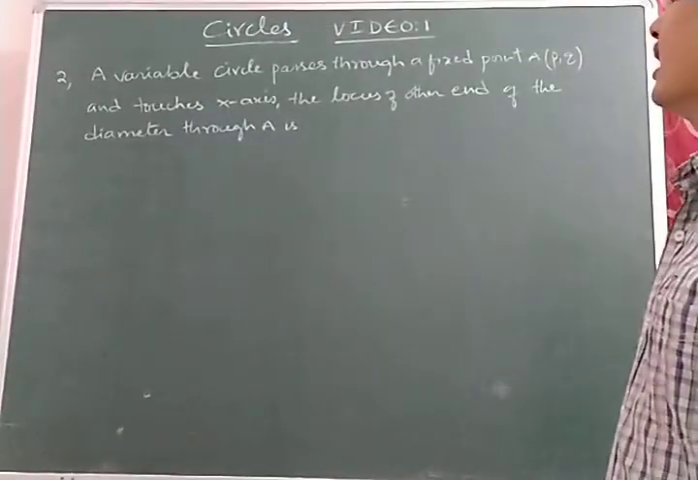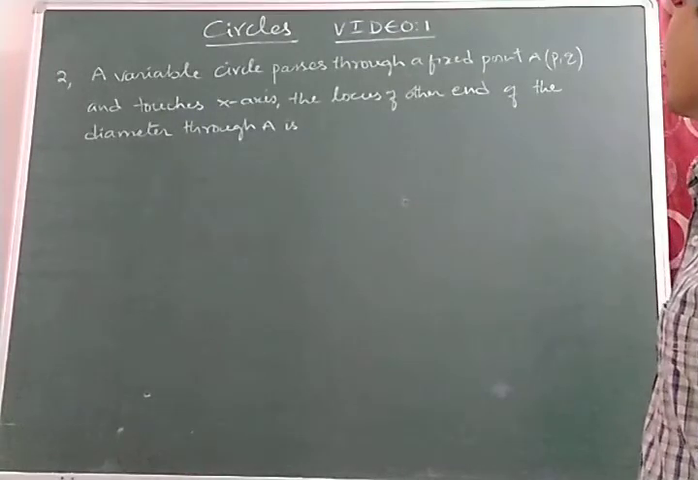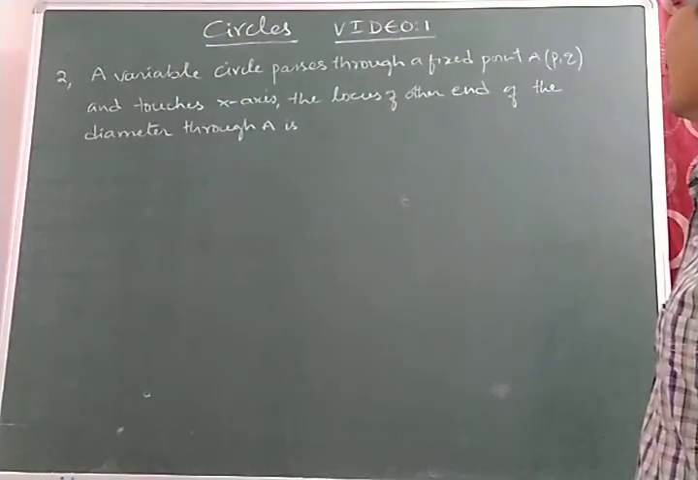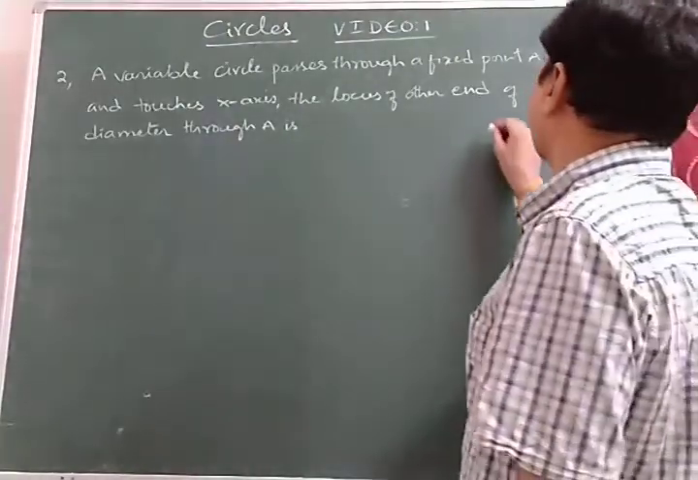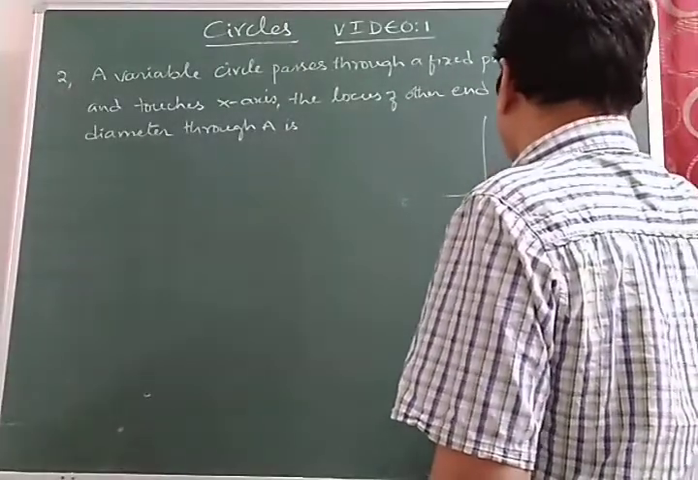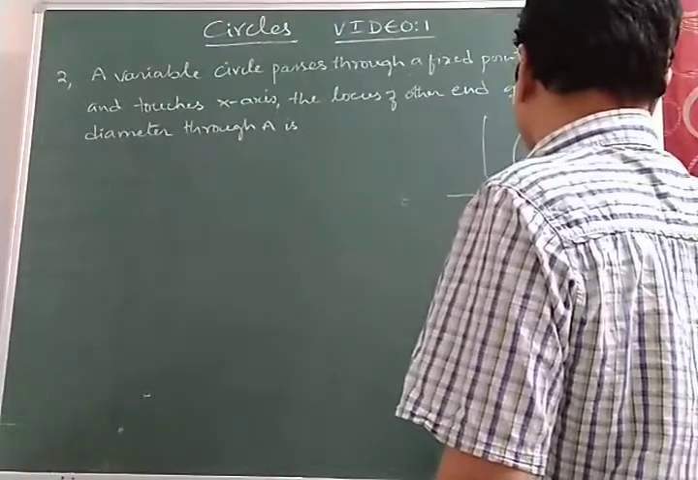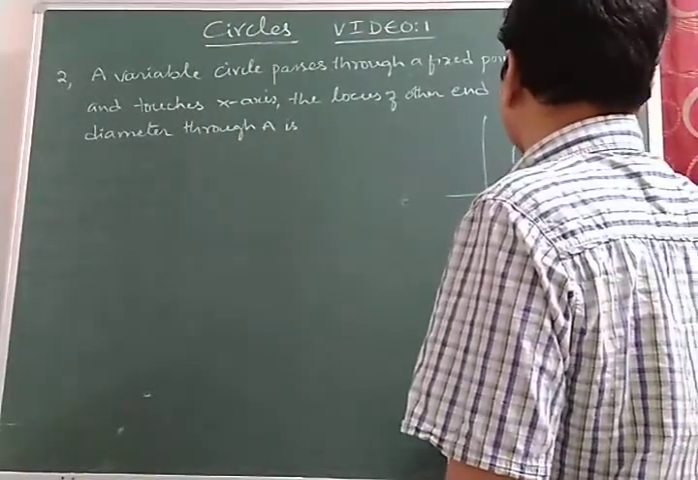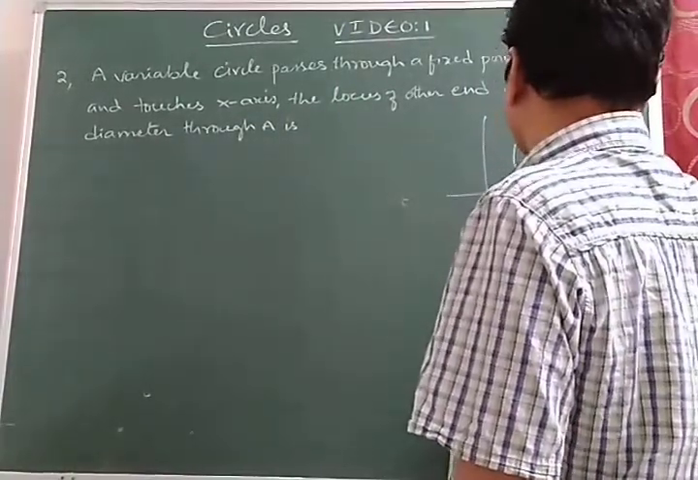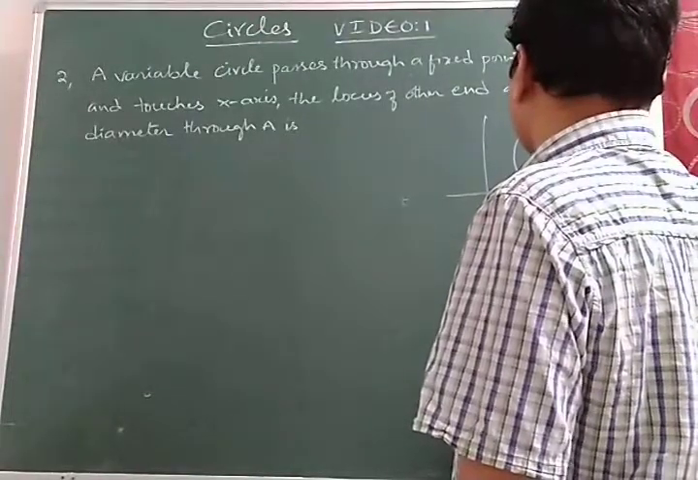Question number 2. A variable circle passes through a fixed point A(p, q) and touches the x-axis. The locus of the other end of the diameter through A is. Now this is the coordinate axis, this is the x-axis. The circle touches the x-axis. Here the center of the circle is (minus g, minus f). It touches the x-axis, which means the distance from the center to the x-axis is always equal to f.